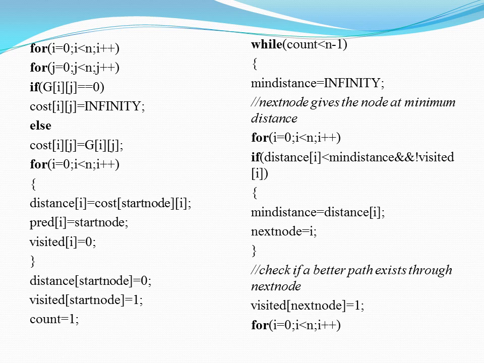First, we are initializing the values here. Then distance of start node equal to 0. We are setting visited as 1, count as 1. After that, while count is less than number of vertices minus 1, we are setting the min distance as infinite. Using a for loop, if distance of i is less than min distance and it is not a visited vertex, then we are setting the distance into min distance, next node equal to i.